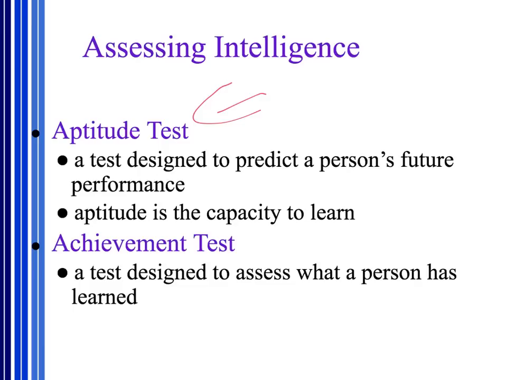The achievement test is a test designed to assess what a person has learned. So, the AP psychology exam would be an example of an achievement test. Or the unit exam that we'll have next week over intelligence will be an achievement test on intelligence. So those are the two main types of tests that we'll be discussing in this unit.